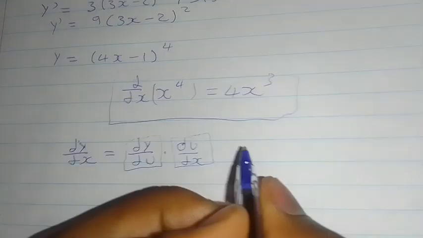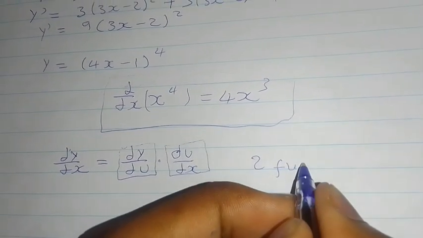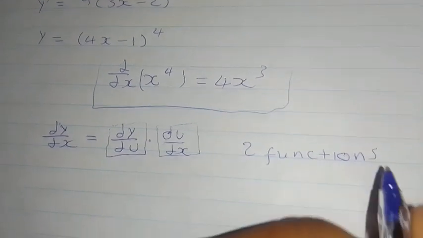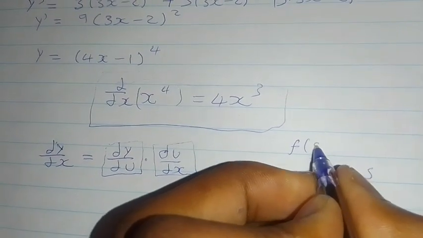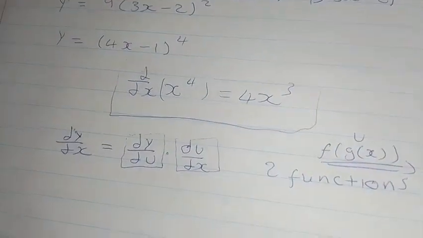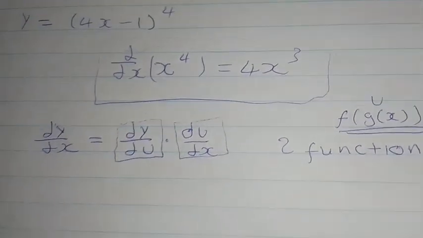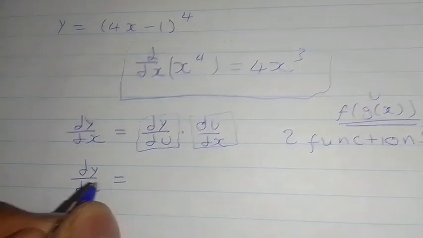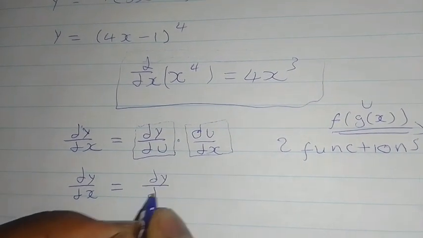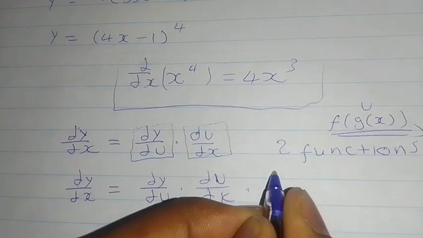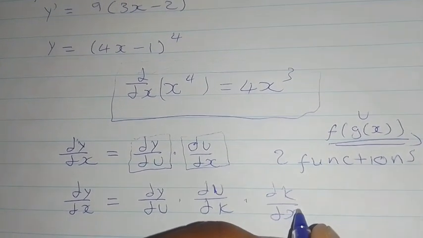So this is when you have two functions, a composition of two functions, or one function composed with another. So you just have maybe f evaluated at g of x, where we let g of x be u in that case. But if you have three functions, you can do the same process again. Then you have dy dx equals dy du, multiplied by du dk, multiplied by dk dx. That's when you have three functions.